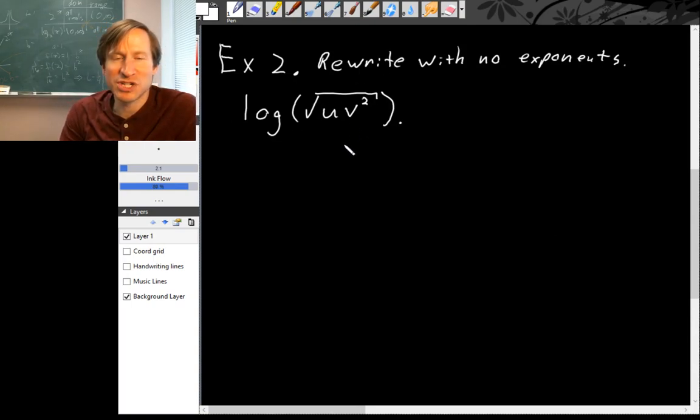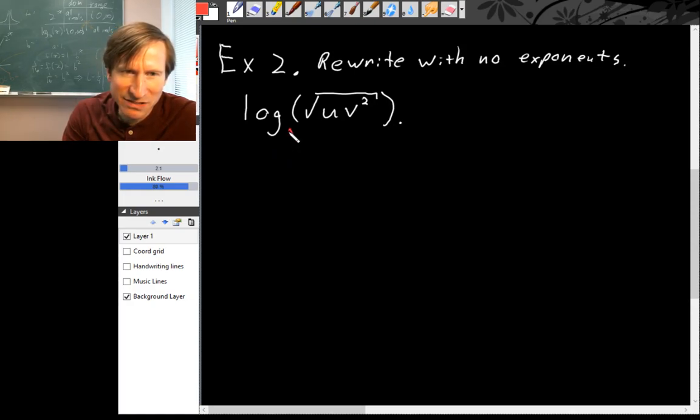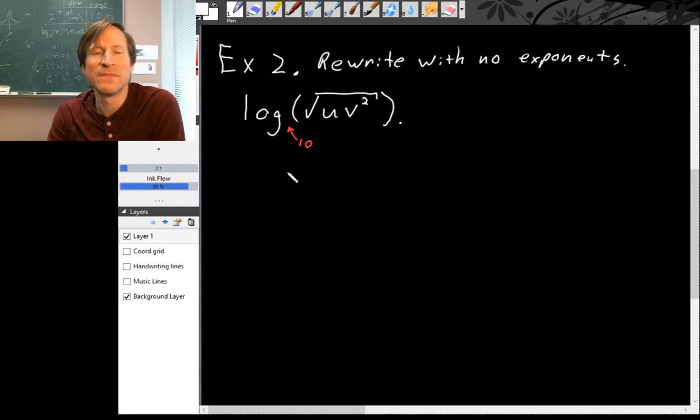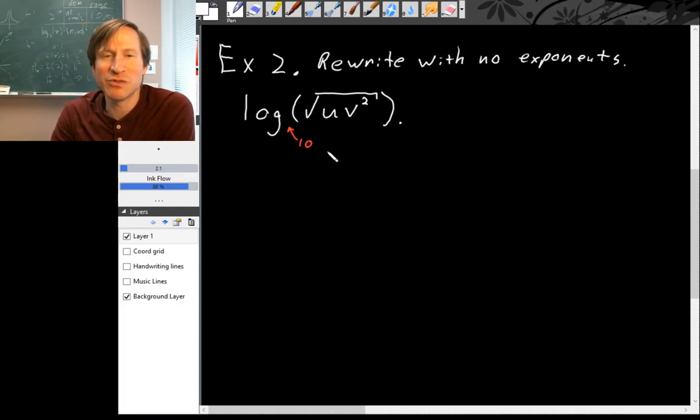Let's see what else we can do with this power rule. Let's rewrite this expression, log of the square root of u times v squared, but without using any exponents. First of all, just a quick note that remember when there isn't a base on log, it's actually base 10. That's called the common log. So this is log base 10 of the square root of u times v squared. And there's a square inside of the square root here. So we would like to somehow get that square somewhere else.